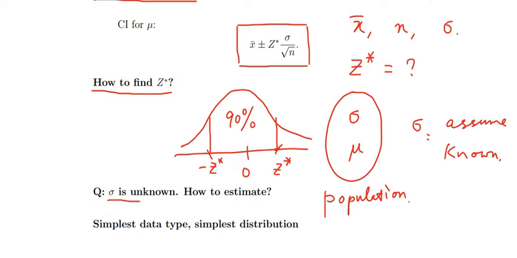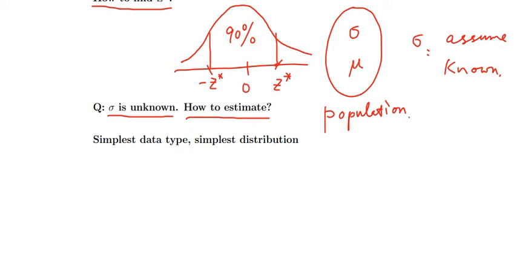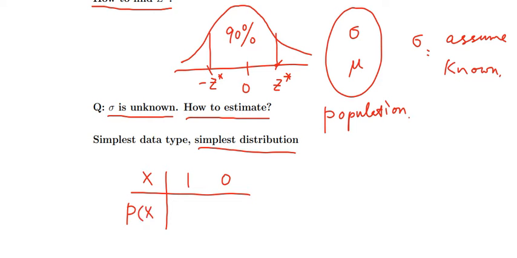So we have this question: if sigma is unknown, then we cannot use this formula. Then how do we estimate mu? How do we find a confidence interval for mu? For this problem, let's check the simplest case. The simplest distribution is the 1-0 distribution, which we also call a Bernoulli distribution.